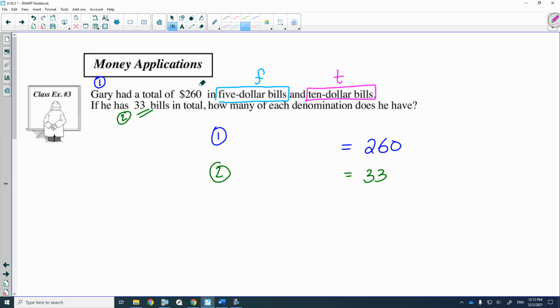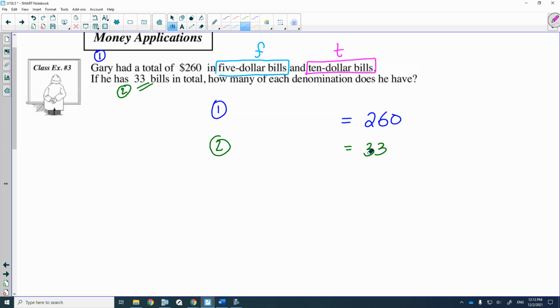So, do you agree that out of the 33, there's 33 bills total, it would be however many $5 bills plus however many $10 bills is equal to 33? Do you guys agree with that? That's what the system would be. I don't know how many fives she has, and I don't know how many 10s she has, but those two summed together would be 33.